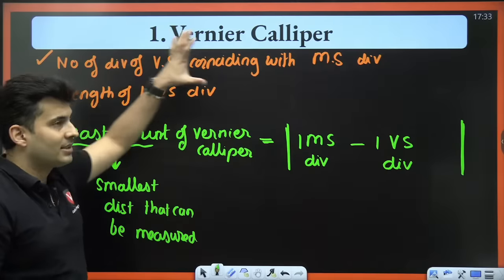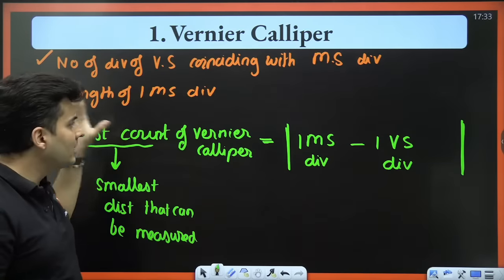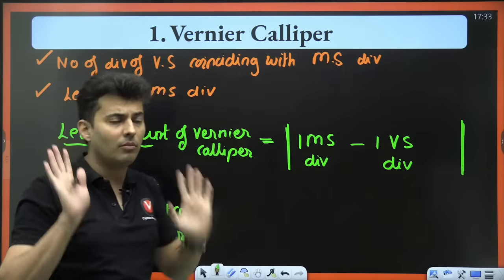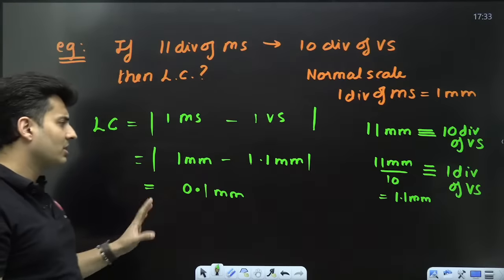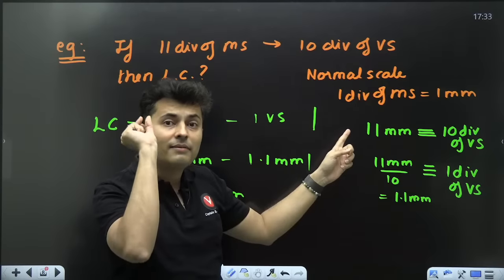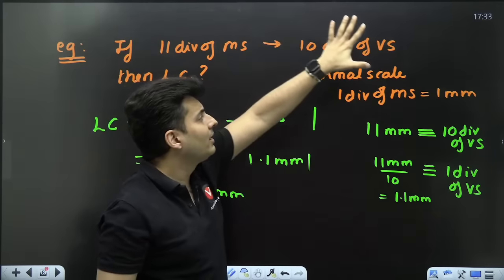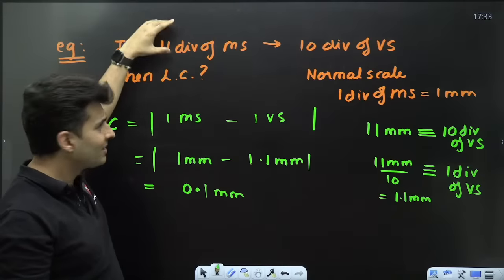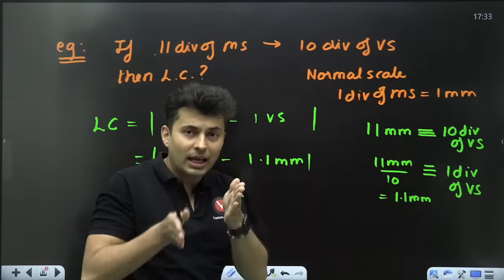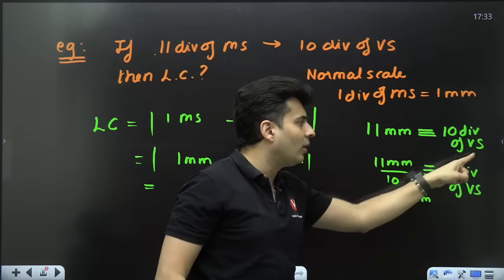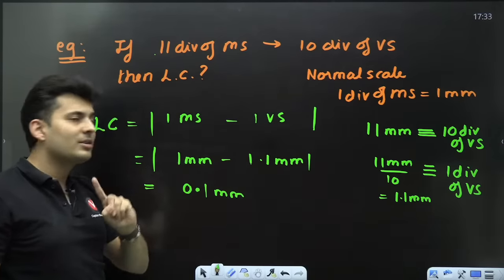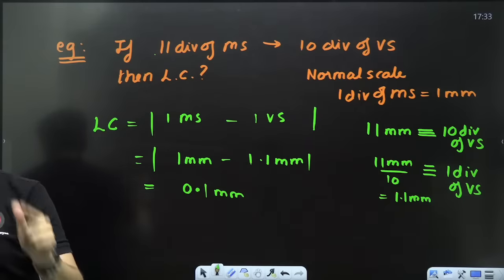So the first step is always to find the least count. For finding the least count, you need to know one main scale division and one vernier scale division. Just subtract the two. Always take the modulus value. Don't worry which one is bigger, which one is smaller. Always try to find the length of one division of vernier scale, because you'll be given that these many divisions coincide with these many divisions of main scale. So 11 millimeters is 10 parts of vernier scale. So one part of the vernier scale will be 11 divided by 10, which is 1.1. So 1 minus 1.1 is 0.1 millimeters. Is this clear? Very good.